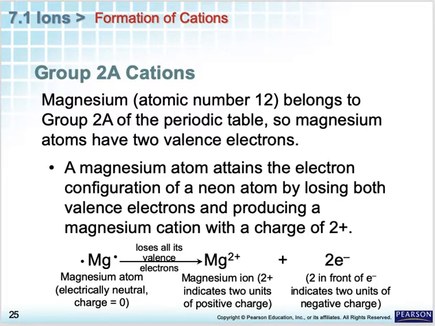Pretty straightforward. If you look at this equation that's listed here, magnesium on this side is neutral, or 0 charge. Here we have a +2 charge. Here we have 2 electrons, so we end up having the same charges on both sides. They're just broken into 2 pieces. And so magnesium is losing the valence electrons, and since it has 12 electrons and 12 protons, when it loses 2, it becomes +2, and it has the same number of electrons as neon.